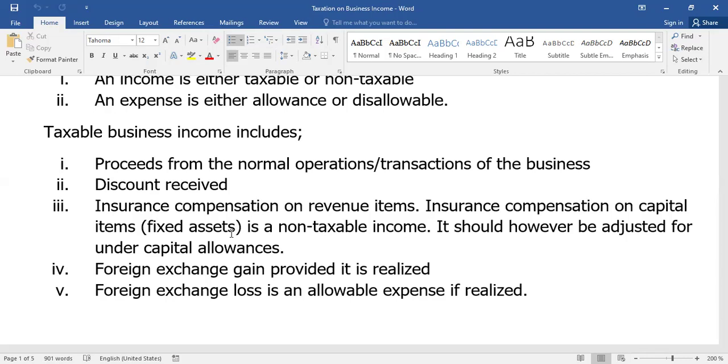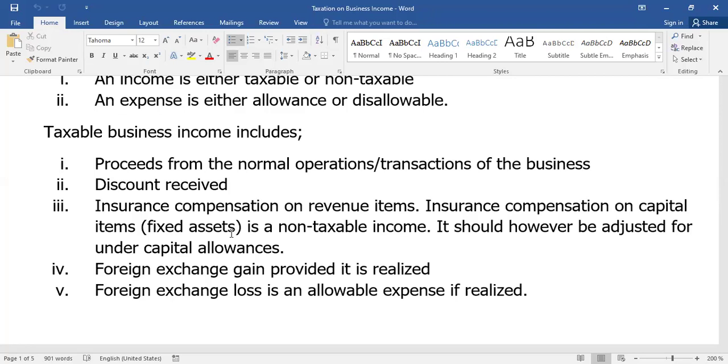Now we have number 4. We normally have the foreign exchange gain, provided it is realized. You see there is a condition which is provided in that sentence, provided it is realized. So in most cases, an examiner is going to be giving you a foreign exchange gain, full stop, a foreign exchange gain without anything else. So it is upon you to make an assumption. Some students will say it is unrealized. If it is unrealized, it means it is an untaxable income. But if another student makes an assumption of realization, it means it is a taxable business income.